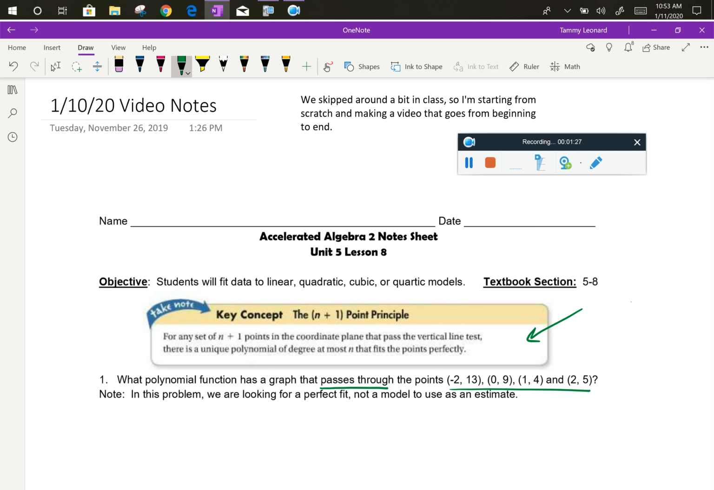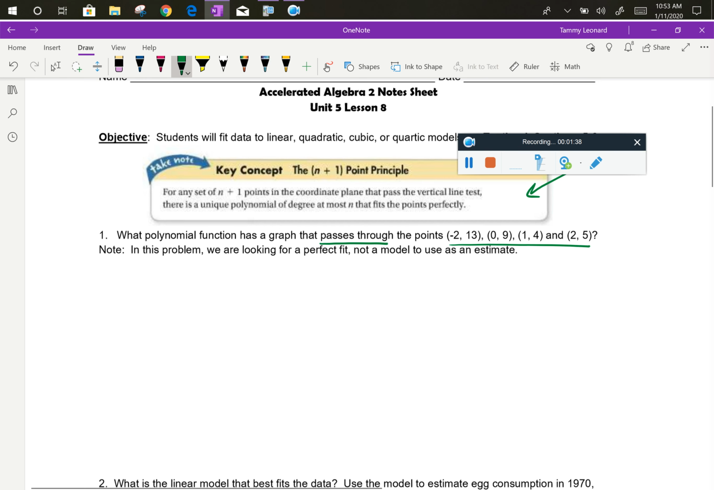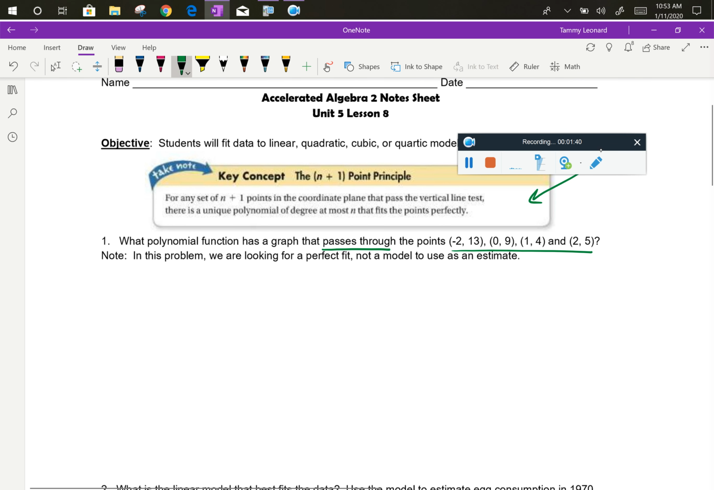So when we look at this set and we say that we have 4 points, well, 4 minus 1 is 3. So we can find a cubic polynomial that exactly fits these 4 points. So to do that, we're thinking about the format of y equals ax cubed plus bx squared plus cx plus d. But we're also really glad that we have this point (0, 9). We're not always this lucky, but sometimes we are.